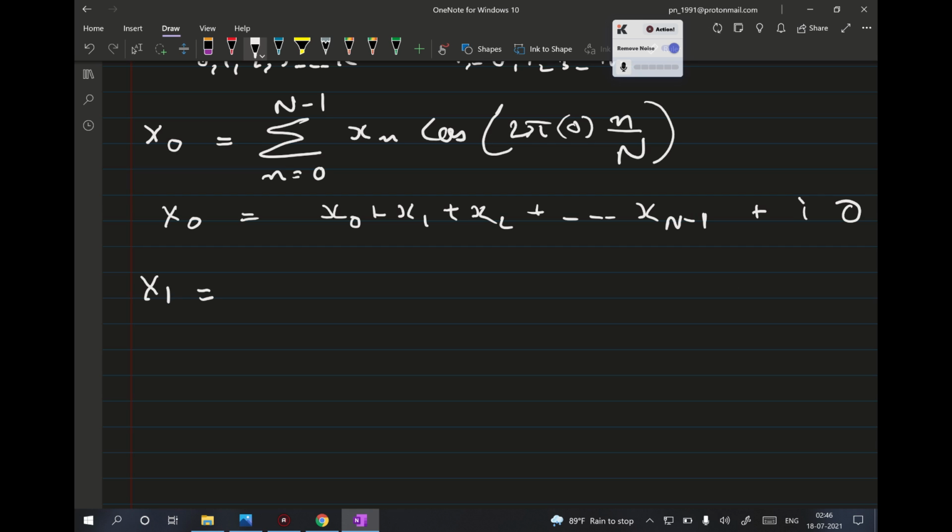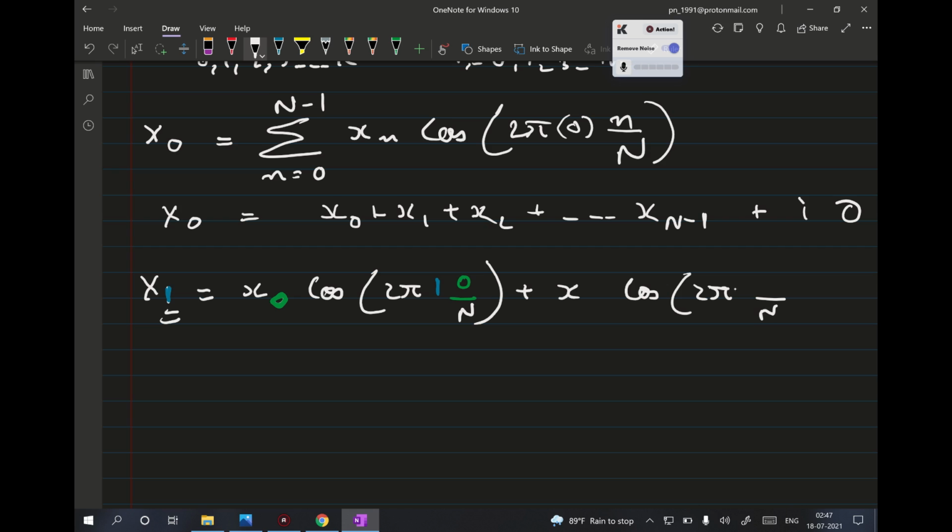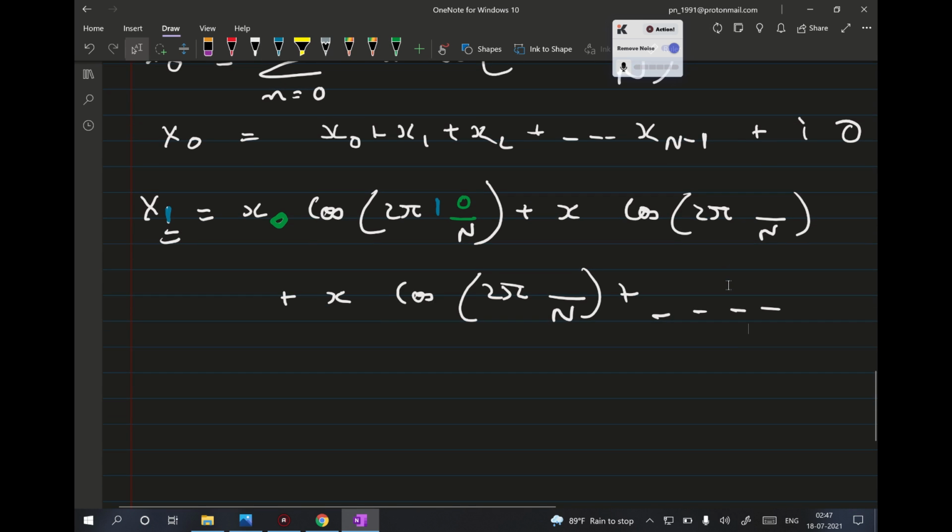Now X_1 is x0 cos of 2 pi k, where k is 1, so this is 1, and I will use green for n 0 by N. Then you have x1 cos 2 pi n plus x2 cos 2 pi n, plus it goes till some value.